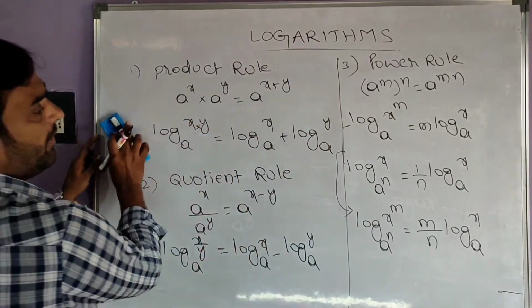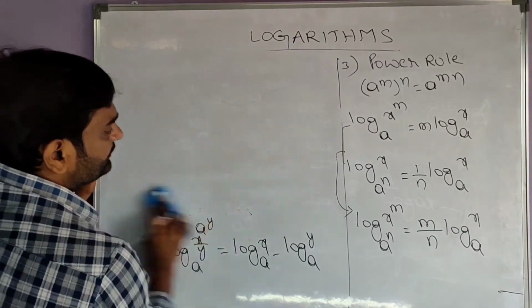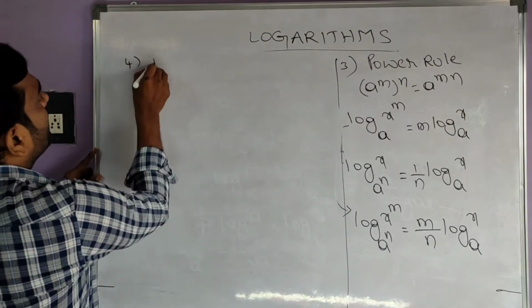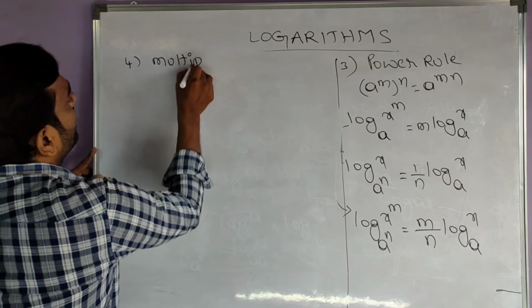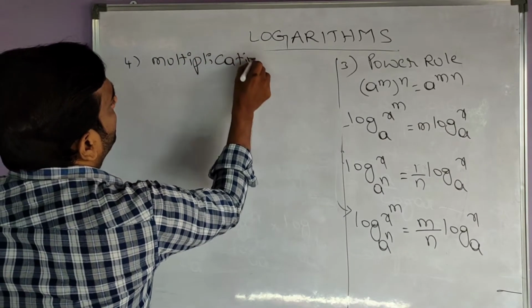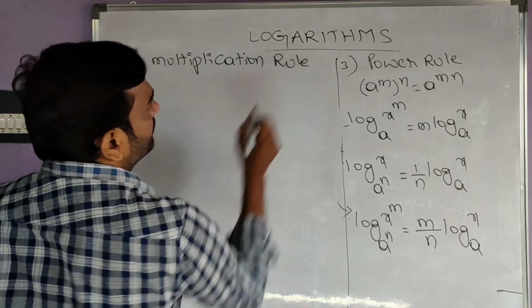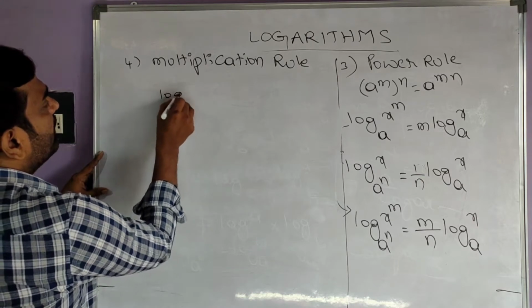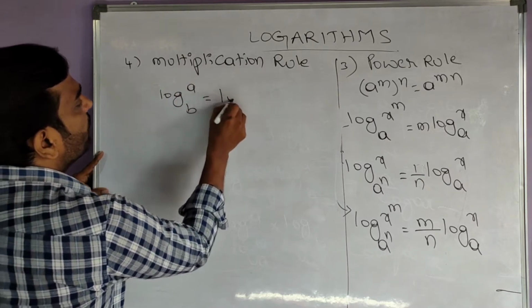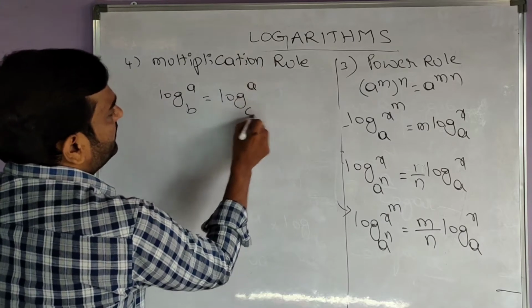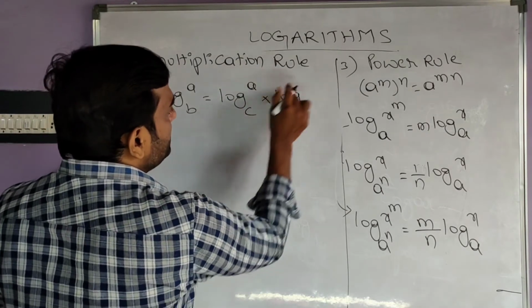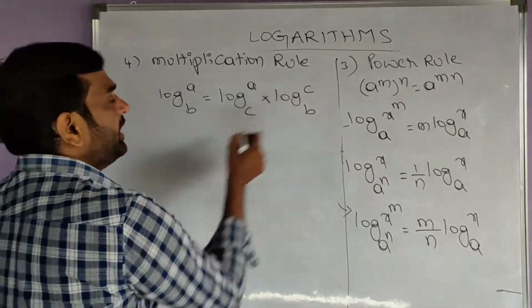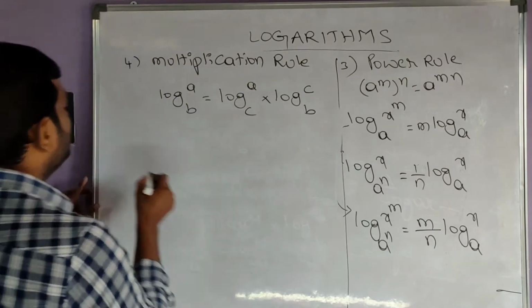And the multiplication rule. Listen, log a to the base b is equal to log a to any base into log, the same base here, and base b. These two will get cancelled, then log ab. This is the multiplication rule.